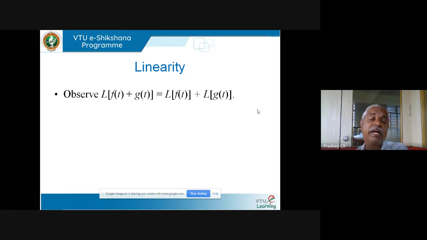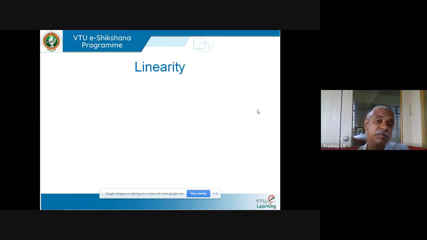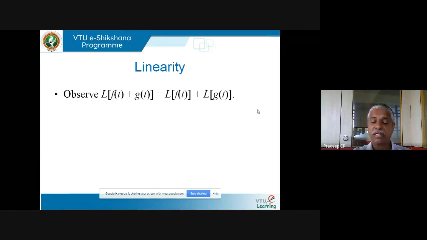I have already told you what a linear transformation means. For example, what do you mean by D is a linear transformation, differentiation is a linear transformation? D of f(x) plus g(x) is D of f(x) plus D of g(x). And also D of a times f(x) is equal to a times D of f(x). Similarly, integration being a linear transformation meant what? I of f(x) plus g(x) is equal to I of f(x) plus I of g(x). And I of a times f(x) is a times I of f(x). Similarly, I want to see if L also satisfies this property. That means I want to see if L of f(t) plus g(t) is L of f(t) plus L of g(t).